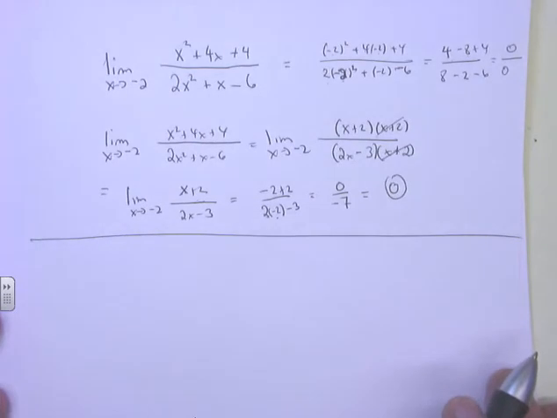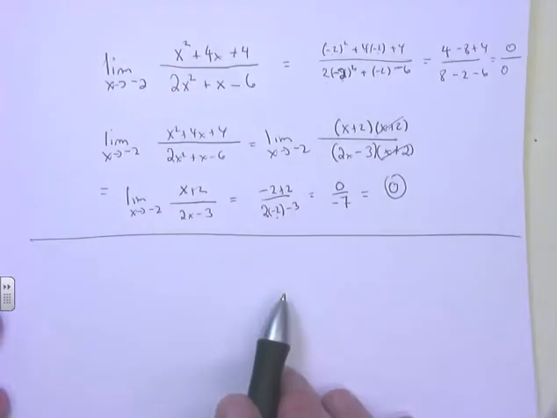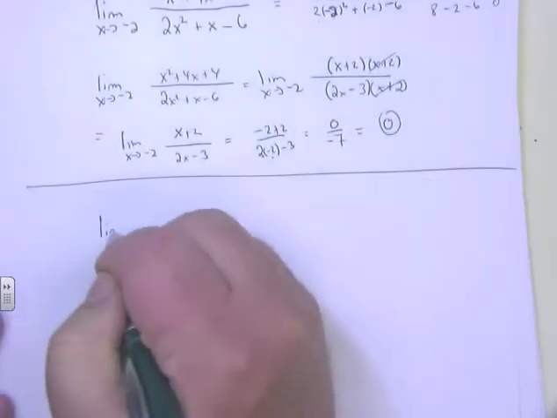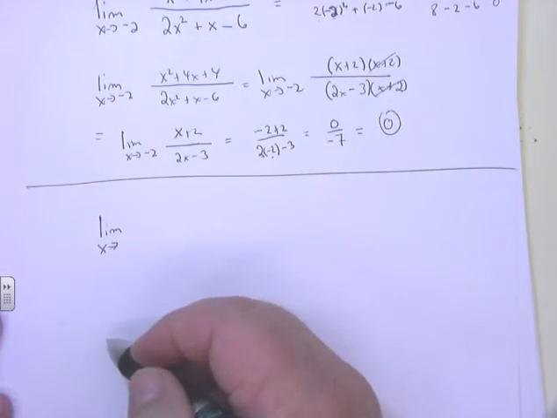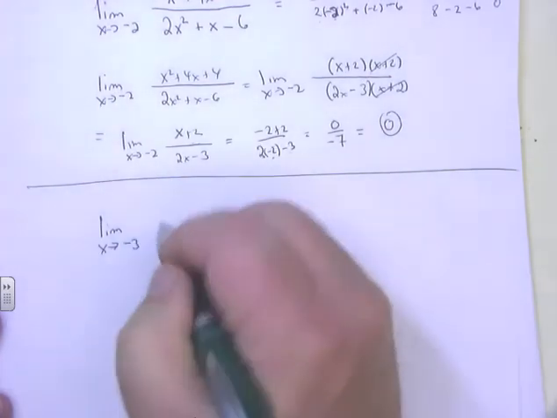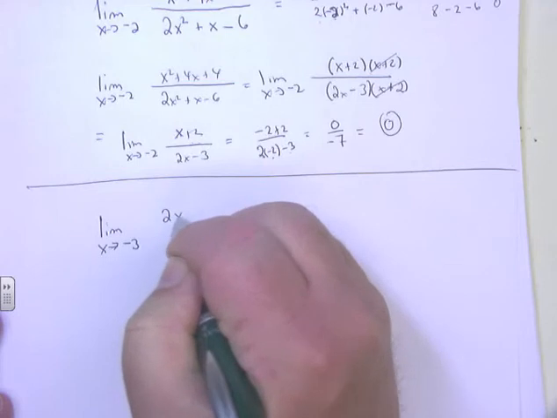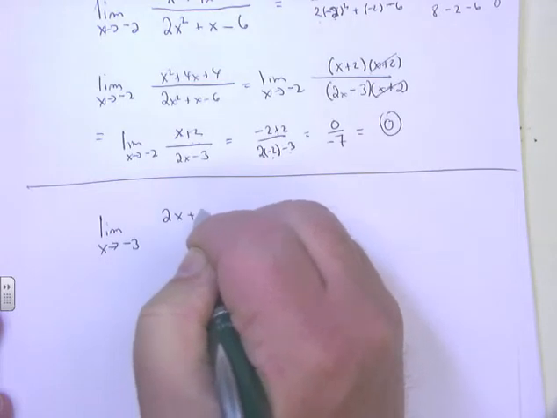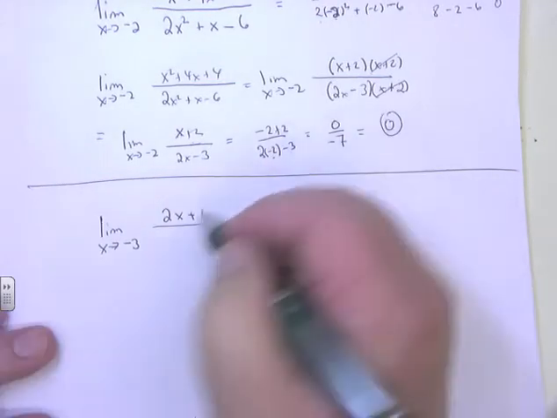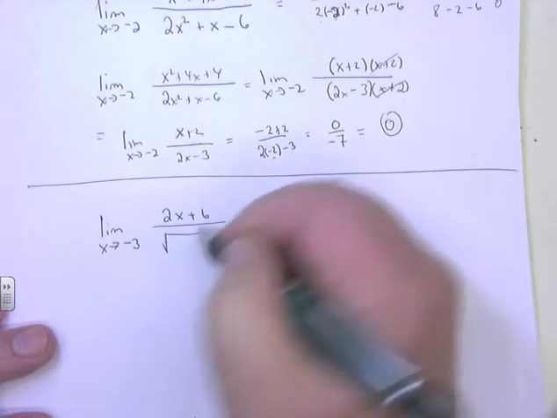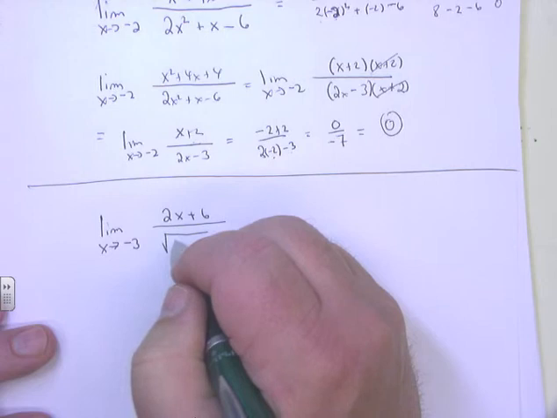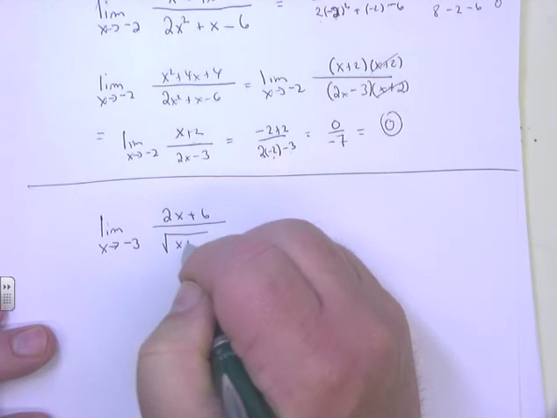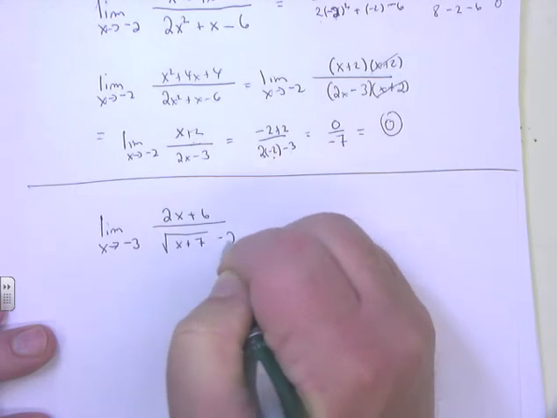I'm giving you one example of every different type I can throw at you. This one is polynomial over polynomial. Try this one. Take the limit as x approaches, let's pick us a number, -3, of (2x + 6) divided by the square root of (x + 7) minus 2.